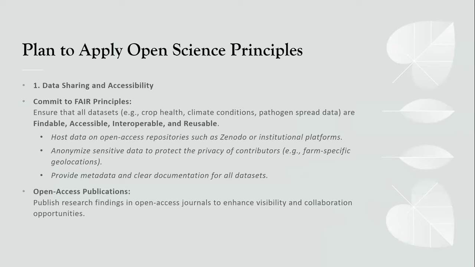So my plan to apply open science principles in the project we are working on is to commit to the FAIR principles of findable, accessible, interoperable, and reusable for both the data and the work I do. So I will ensure that all our data sets, the crop health, the climate condition, the pathogen spread data, are FAIR, that is, they are findable, they are accessible, and they can be reused. And in line with that, we'll host our data on open access repositories, so that's Zenodo, and then the institutional platform that we intend to host them on after we are through with our project.